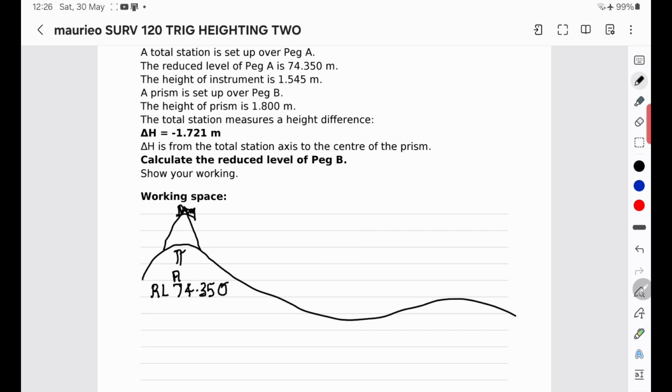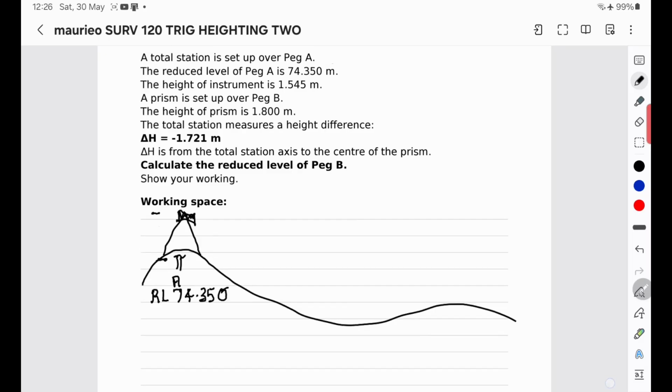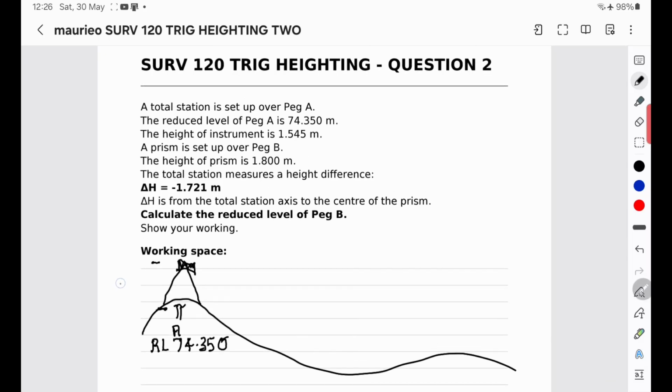We're going to measure the height of the total station, the height of instrument, HI, as 1.545. Okay, that's HI, which is from the top of the peg to the axis of the instrument.